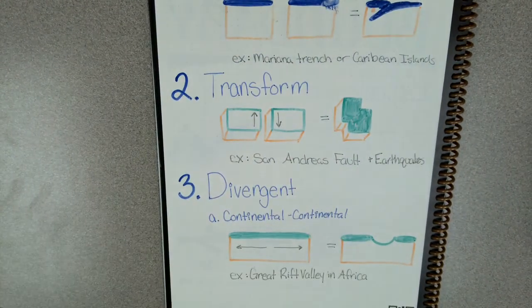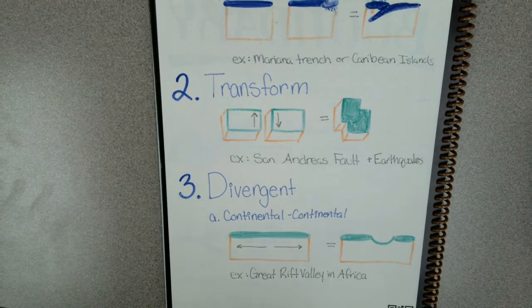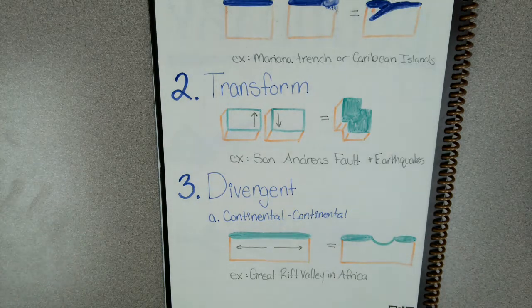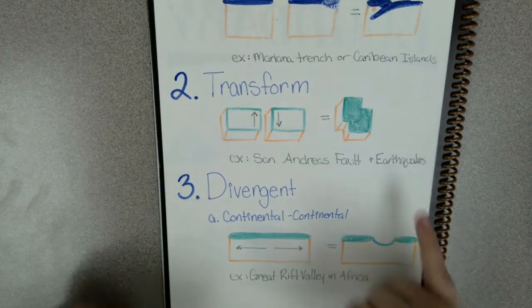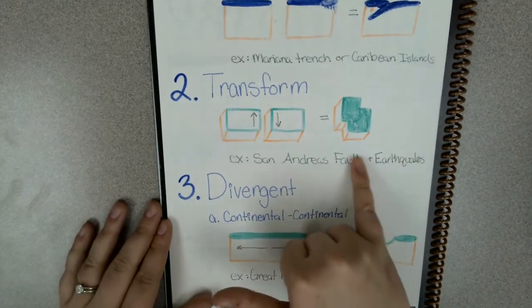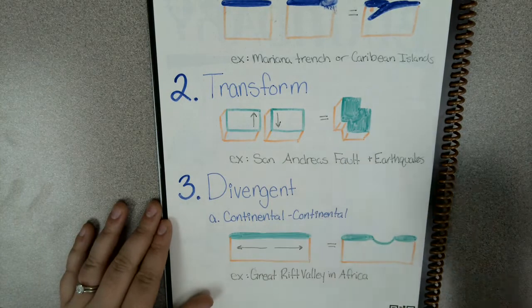When they slide past one another, we get ginormous earthquakes and we get faults. Now, faults are like big cracks in the earth that break, okay? The best example of this in the United States is the San Andreas Fault. And so we get tons of earthquakes there and tons of giant breaks in the earth, or faults.